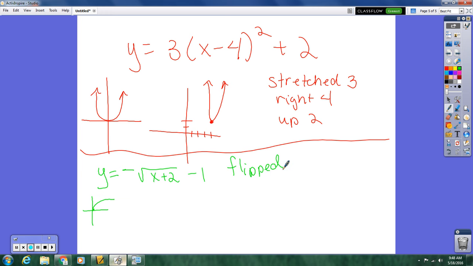The plus 2 does what? Moves it horizontally left 2. Good. Left 2. And what does the minus 1 do? Down 1. Alright, so down 1.